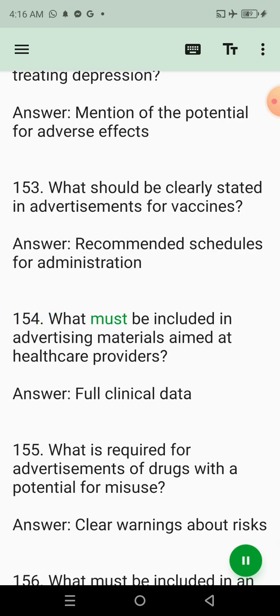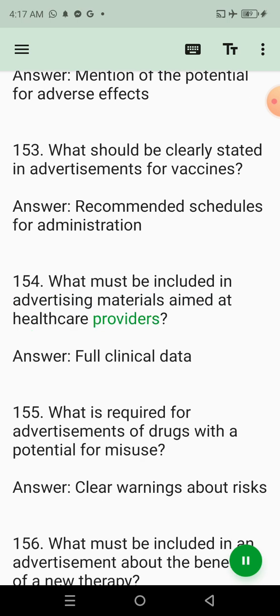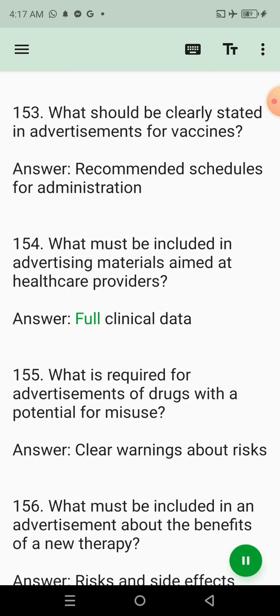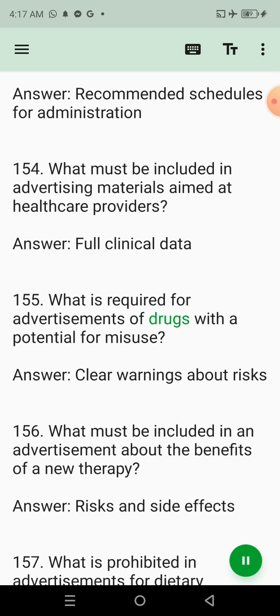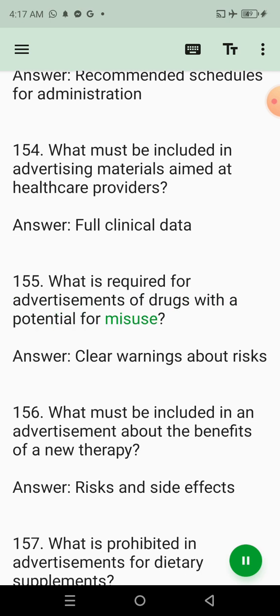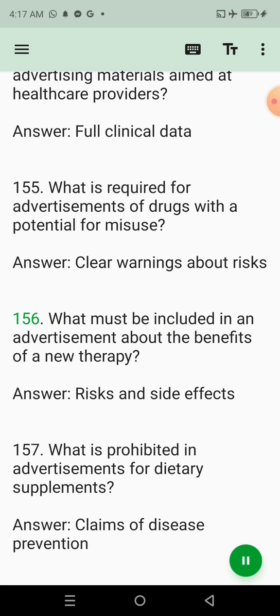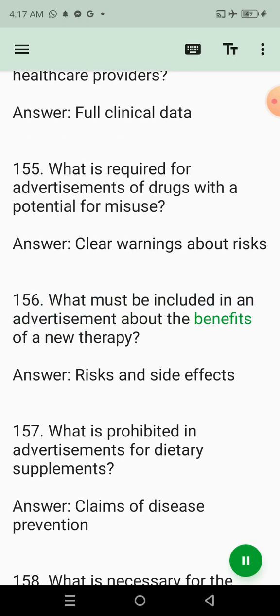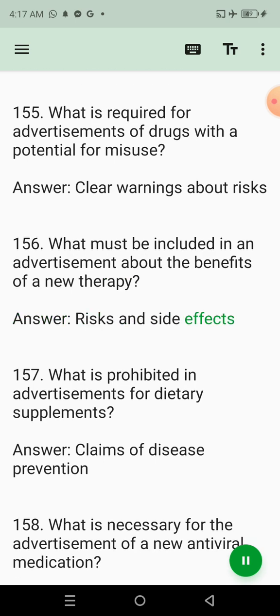154. What must be included in advertising materials aimed at healthcare providers? Answer: full clinical data. 155. What is required for advertisements of drugs with a potential for misuse? Answer: clear warnings about risks. 156. What must be included in an advertisement about the benefits of a new therapy? Answer: risks and side effects.